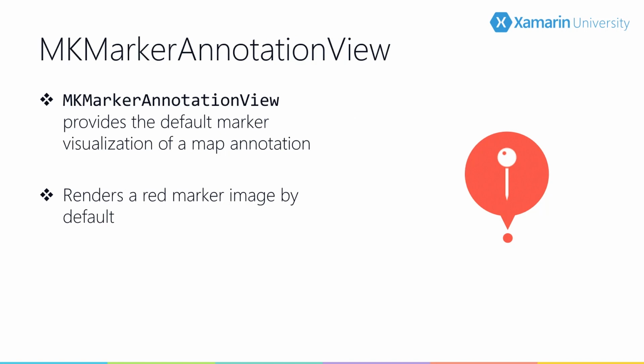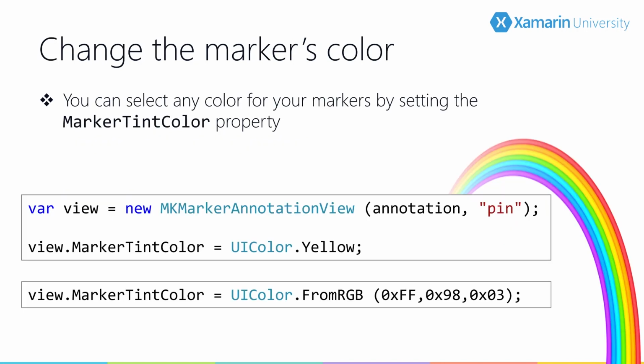Now that we're creating the views, let's talk about how to customize them. The default annotation view is an MKMarkerAnnotationView. This view displays a red marker representing the location on the map. MKMarkerAnnotationView has a property called MarkerTintColor that allows you to change the color of the marker to any UIColor value.